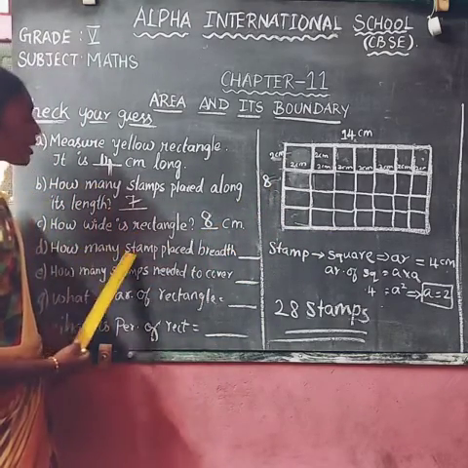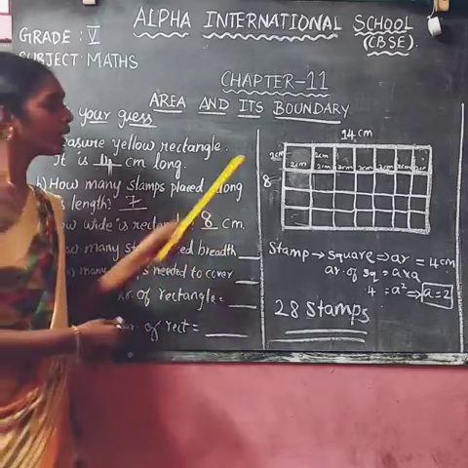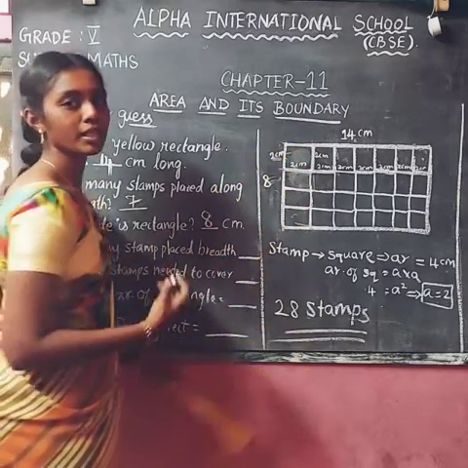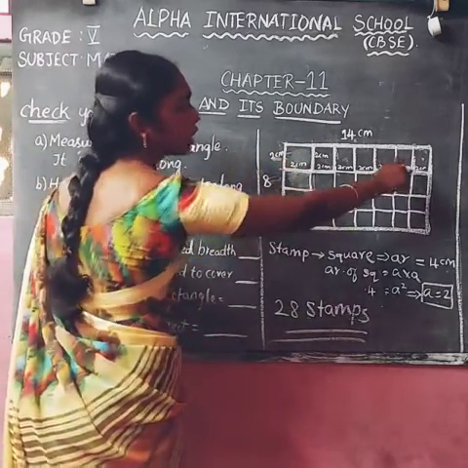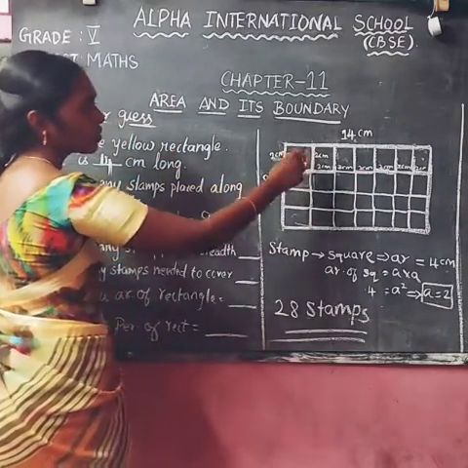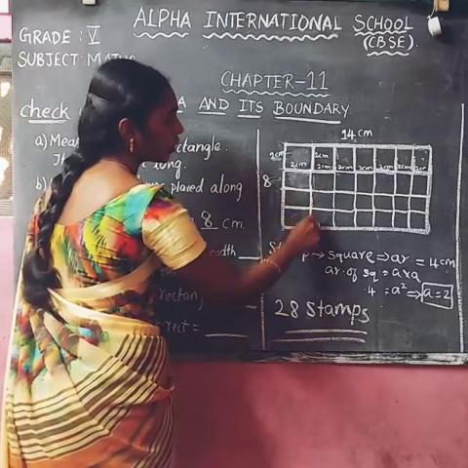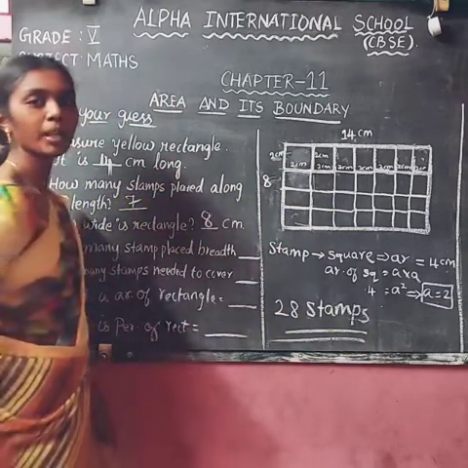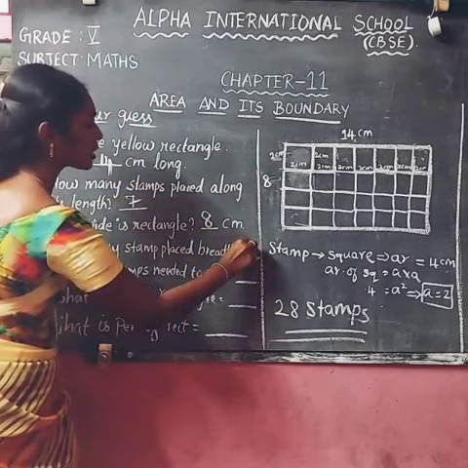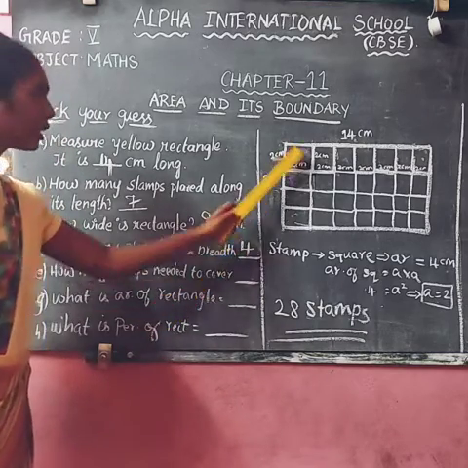Next, how many stamps are placed along breadth? In breadth, how many stamps are placed? They are asking. First, they asked about length, no? Now they are asking about breadth. So count here: 1, 2, 3, 4. So totally how many stamps are placed in breadth? 4 stamps. Yes, very good. 4 stamps are placed in breadth.